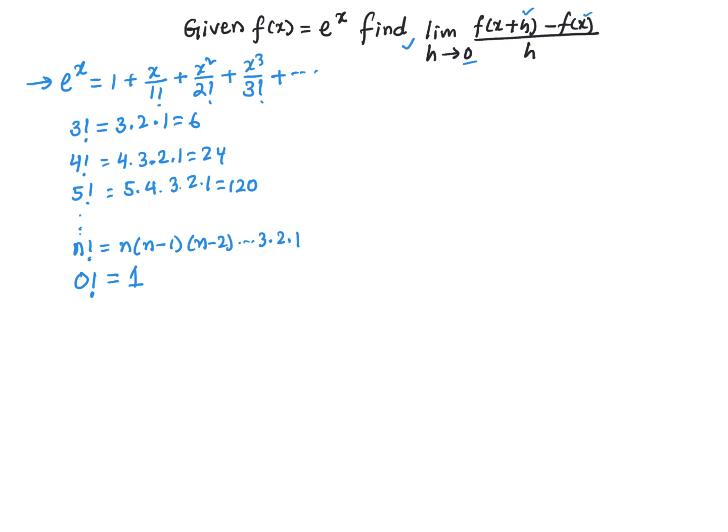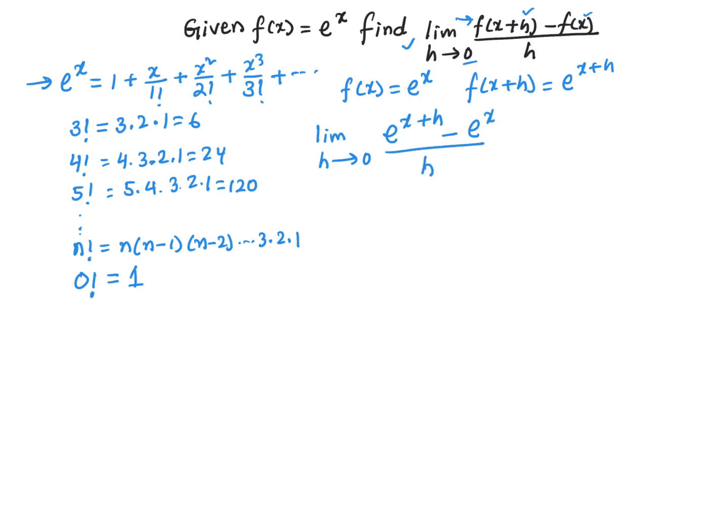That's my objective, right? So let's find f of x plus h. Given f of x is equal to e to the power x, f of x plus h is going to be e to the power x plus h. So I'm just going to go ahead and plug it in. Limit as h approaches 0 of f of x plus h, which is e to the power x plus h, minus f of x, which is e to the power x, all of it divided by h. Now I'm going to take the limit as h approaches 0.